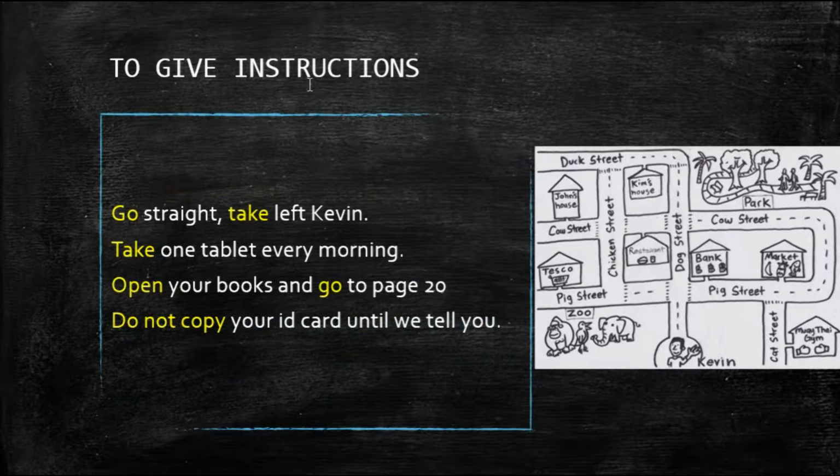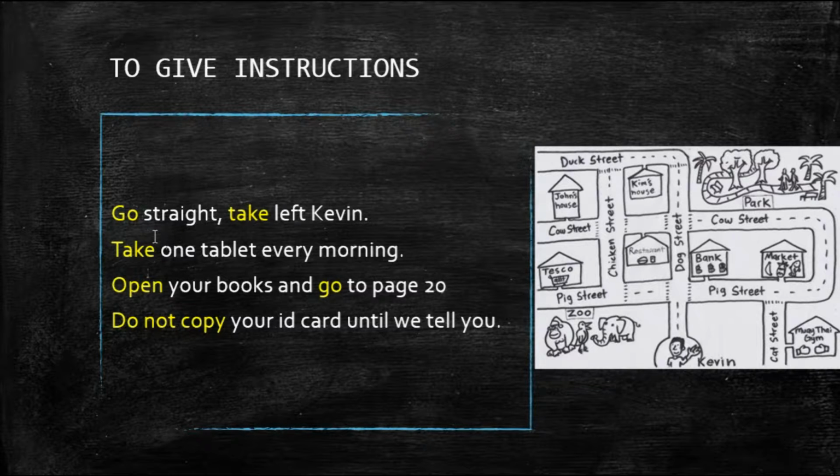So, my second use or purpose of the imperative is to give instructions. It's not always an order, not always like go there, do this, don't do this, give me this. There are other uses, which is to give instructions. So this is Mr. Kevin here. Kevin wants to go to the zoo, probably. So he asks, hey, how do I go to the zoo? And I'll give him instructions.